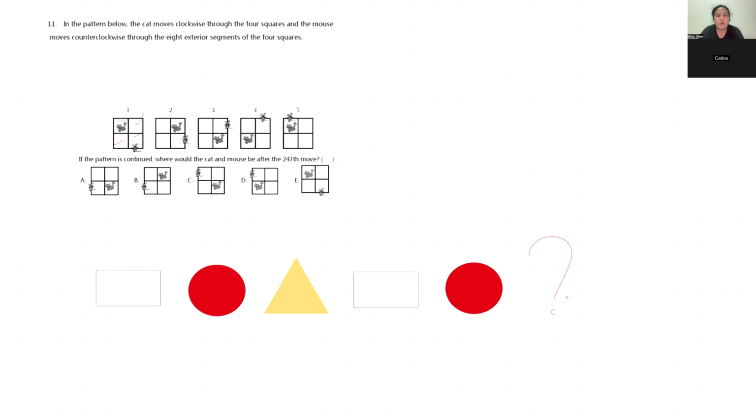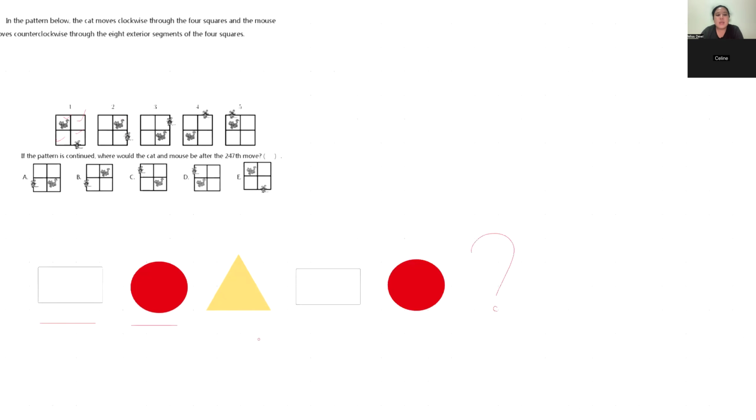Oh, sorry. No, it's not a white rectangle. Sorry, Celine. There are three shapes here. So you can see the pattern. First, it's a white rectangle. Okay, this one. And then the second one is the red circle. And after that, the third one is the yellow triangle. And it restarts into the white rectangle and red circle. And what is the next?